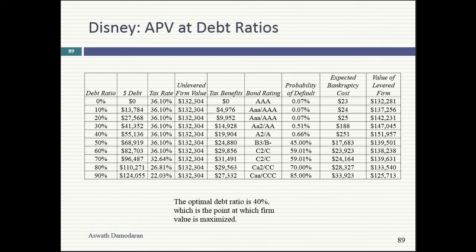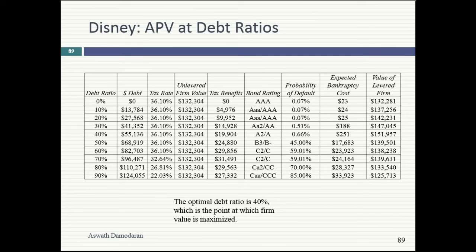Now let me complete the rest of the story. So what I did was I took debt ratios from 0 to 90%. In fact, this dollar debt was what I used in the last session to come up with the cost of capital approach. The only difference here is instead of using it to come up with the cost of capital, I use it instead to come up with the tax benefits of debt, which is just the dollar debt times the tax rate, and the expected bankruptcy cost.